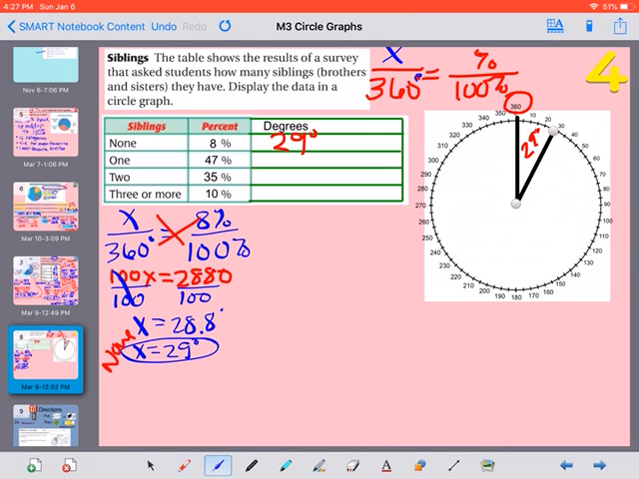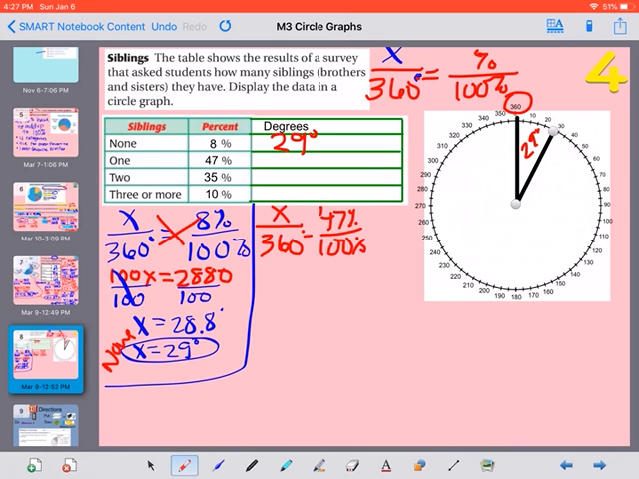Next, we want to figure out how many people had one sibling. How many degrees is that? 47%. That's almost half the circle. So let's solve the next one. 47% out of 100%. 100% is 360 degrees, so we need to figure out how many degrees that is going to be. So we're cross multiplying. 47 times 360, and 100 times x is 100x. So if we multiply those two numbers, we have 16,920, and divide by 100.